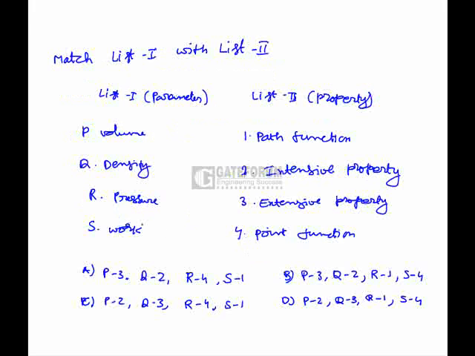Match list 1 with list 2. Here list 1 consists of parameters and list 2 consists of the type of properties. In list 1, the parameters are volume, density, pressure, work, and list 2 consists of path function, intensive property, extensive property, and point function.